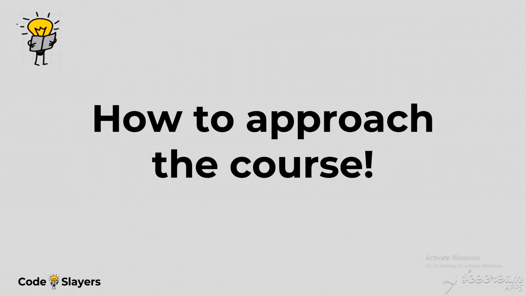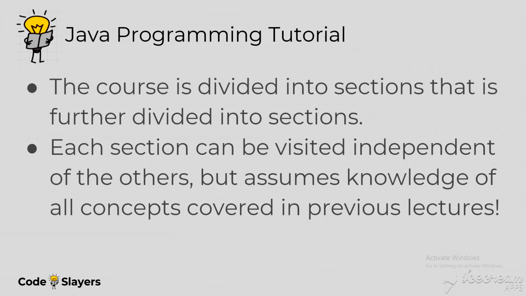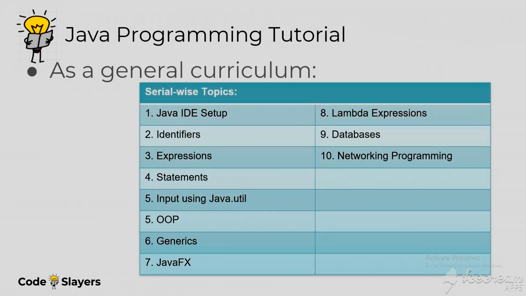How to approach the course. The course is divided into sections, that is further divided into further sections. Each section can be visited independent of the others, but assumes knowledge of all concepts covered in previous lectures. As a general curriculum, we will be covering the serial-wise topics as stated below: Java IDE setup, identifiers, expressions, statements, input using java.util, OOP, generics, Java graphics, lambda expressions, databases using MySQL, networking programming.